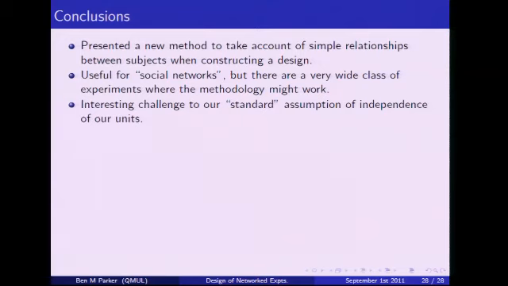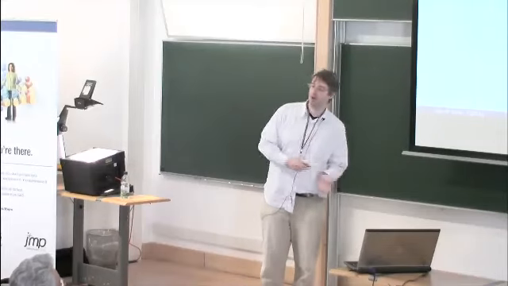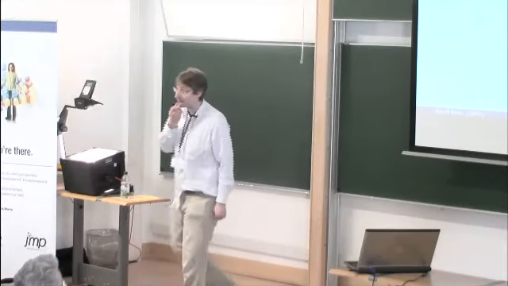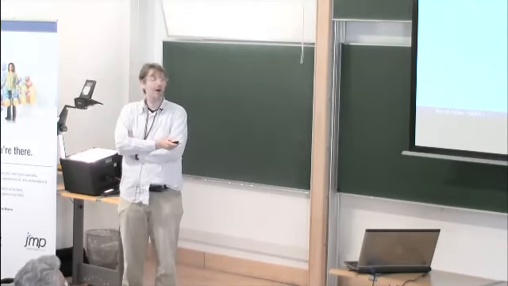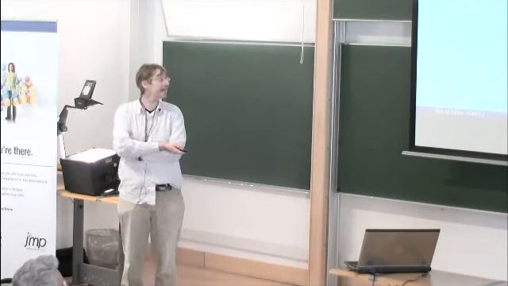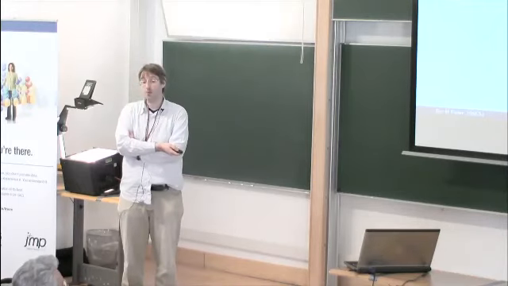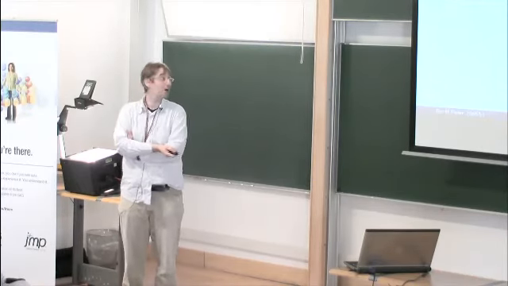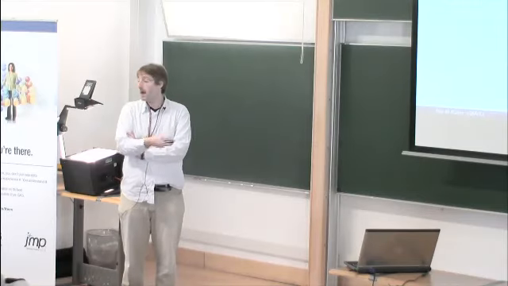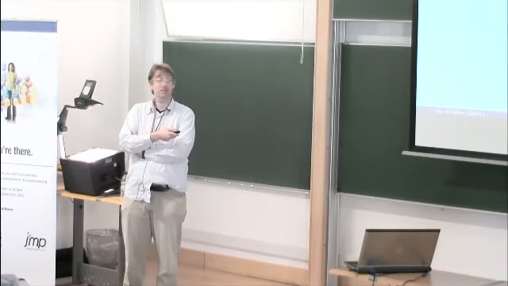For me, it's interesting to challenge our standard assumption about independence of our units. People do that, but they tend to do it in a very sort of fixed way. So you have a left effect or a right effect, and this allows a much more general relationship structure. I've hinted at this, but our matrix A can represent anything you want it to be. So it could be the strength of a relationship, it could be one-way relationships, for example. So this is quite flexible.